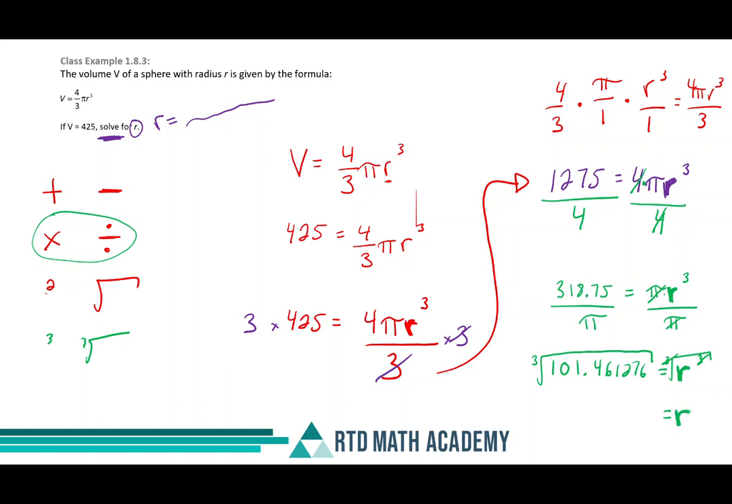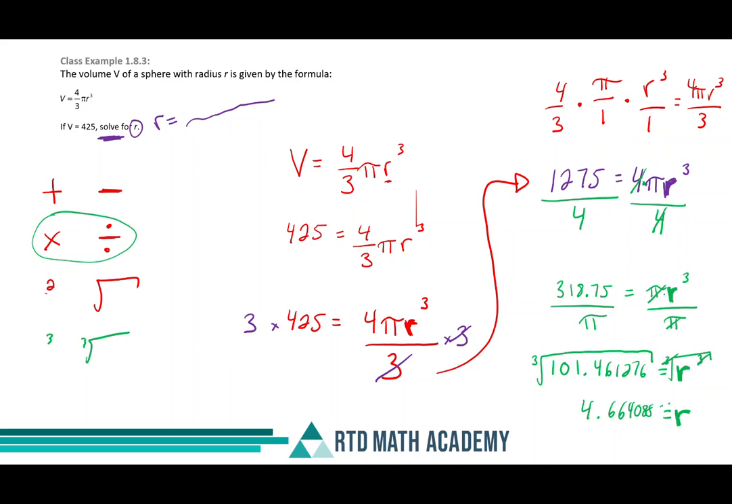So I'm going to hit math. I'm going to go down to the cube root button, and I'm going to put in 101.46127, and I'm going to hit equals. And I end up getting 4.664088 and so on.